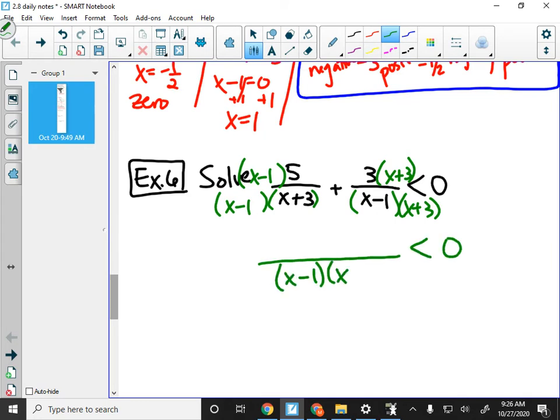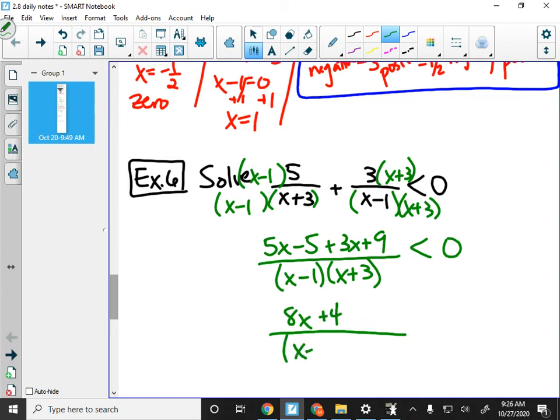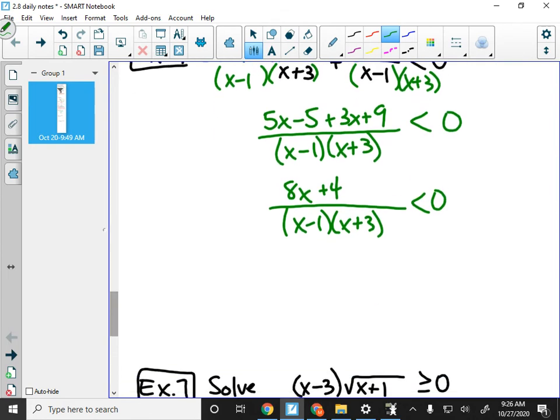My goal is to somewhat keep this in factored form because sign charts are easiest if we're in factored form. So this denominator I am not going to multiply out. The numerator I am, so that I can combine like terms. So I'm going to get a 5x minus 5 plus a 3x plus 9, which would really be 5x plus 3x, that would be 8x. -5 plus 9 would be 4. And I could at this point make a sign chart, but I noticed one other thing. In that numerator, I could factor a 4 out.